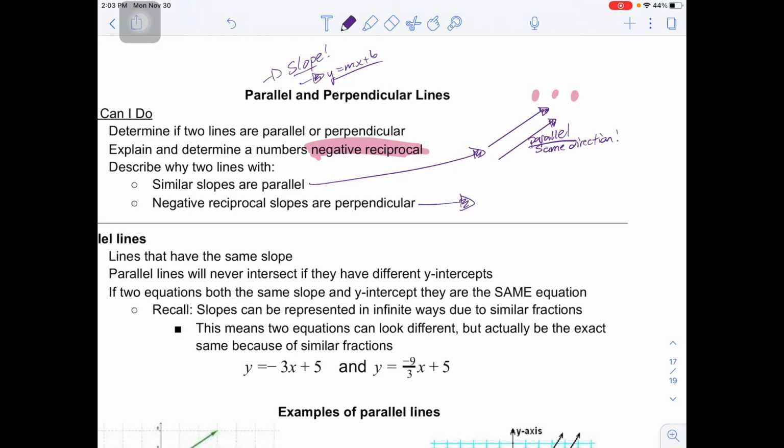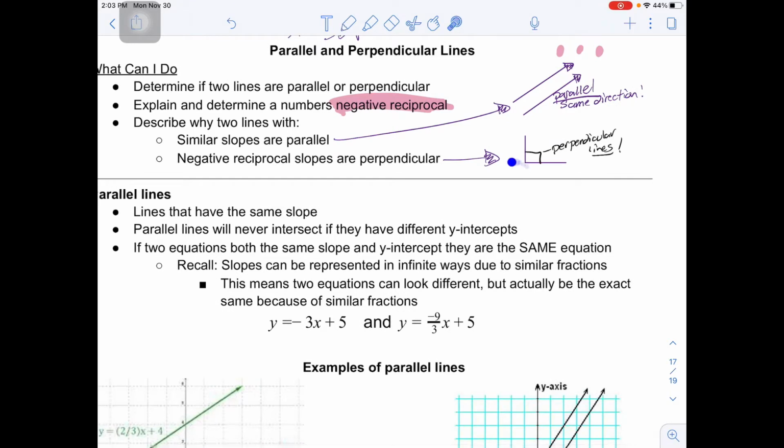Perpendicular is like a floor and a wall. That's where you have two perfectly straight lines meeting, and they create a 90-degree angle. So this thing is perpendicular. They create a 90-degree angle.